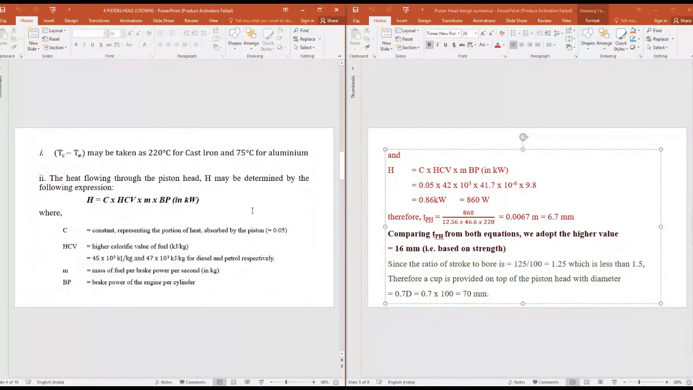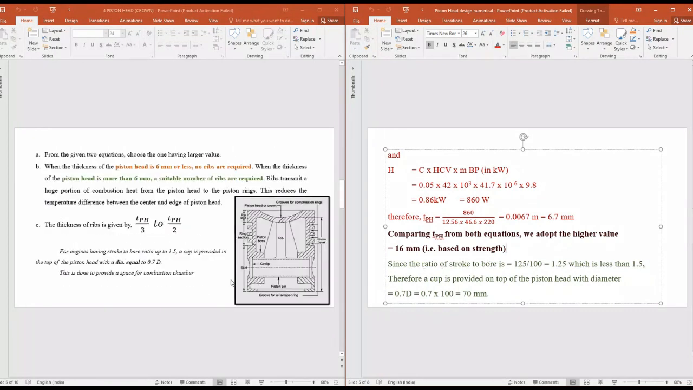If you see, okay, yeah. TC minus TE may be taken as 220 degrees for cast iron and 75 degrees Celsius for aluminum. Some examples we have also seen earlier in this regard. So comparing both the values for thickness of piston head, in one case we get 16 millimeter, in the other case we get 6.7 millimeter. So definitely 16 millimeter should be taken. It is the higher value. The thickness of the piston head should not fail in any case. So therefore we are taking 16 millimeter.